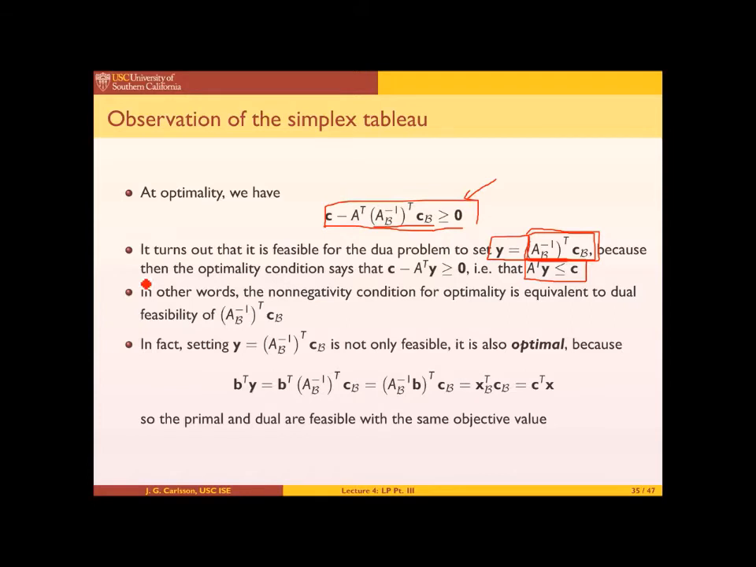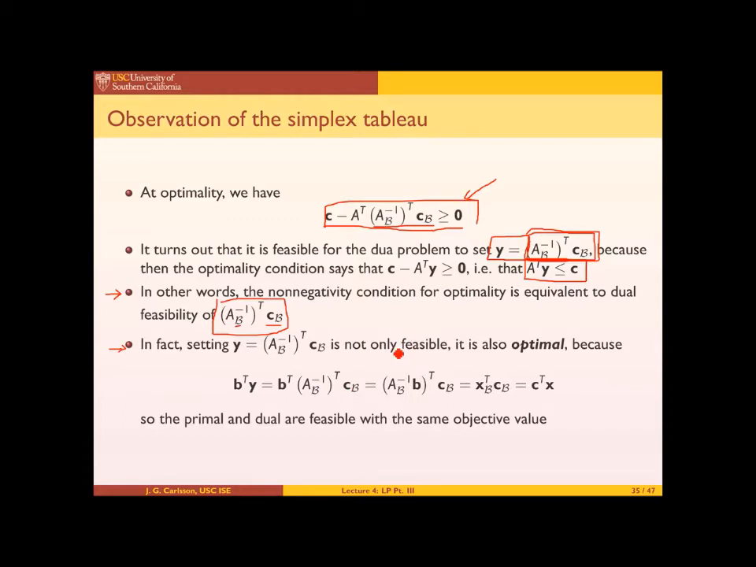In other words, the non-negativity condition for optimality is equivalent to dual feasibility of AB inverse transpose CB. Okay, so if you're at the optimal solution, then hey, guess what? Take your basic set B and take AB inverse transpose times the basic elements of C, so C sub B. That's guaranteed to be feasible for your dual. You've got an immediate way to get a feasible solution. In fact, if you do that, if you set Y equal to this thing, it's not only feasible, it's also optimal. And the reason it's optimal is just simple linear algebra.